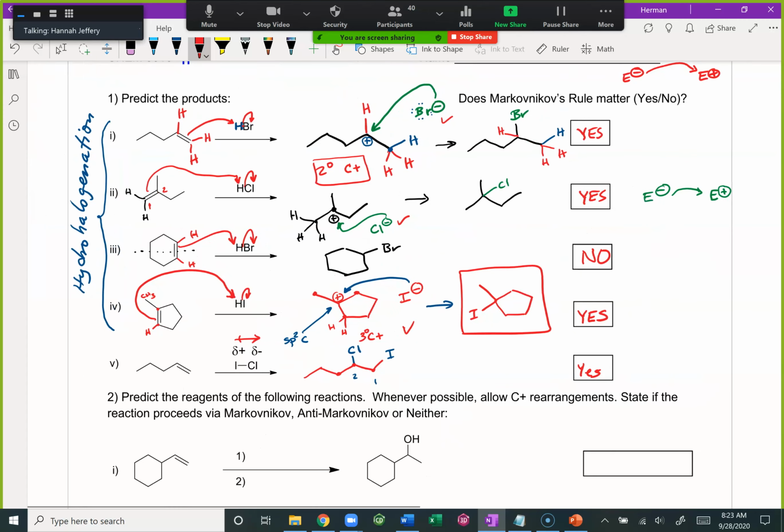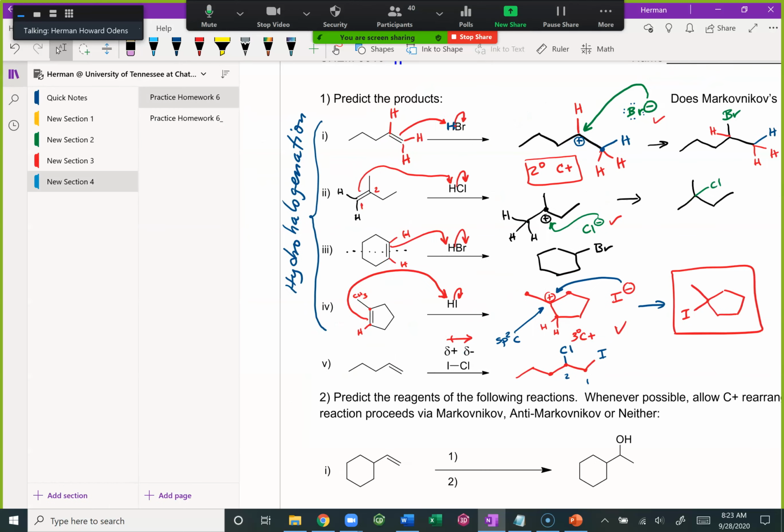So does the most electronegative atom always go on the first carbon? The most electronegative atom will go to the most substituted carbon. That's what I'm trying to say. You got it? No. Can you explain that? Yeah. All right. So let me open another tab.